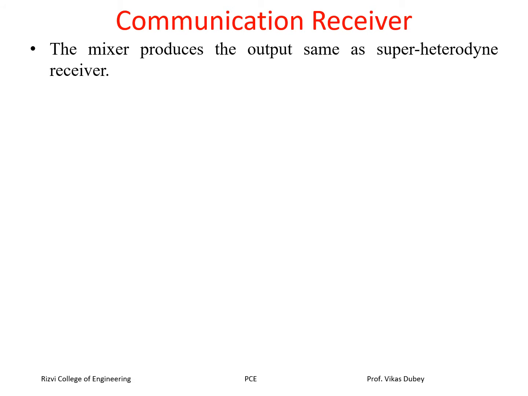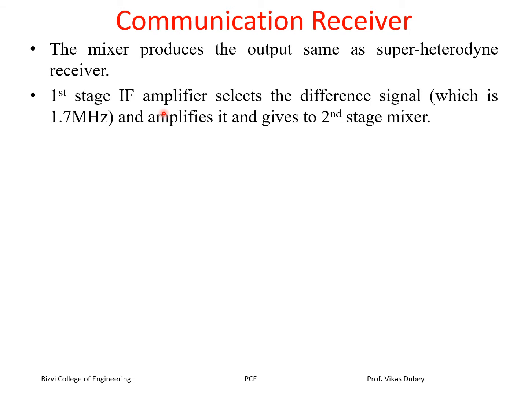Now the mixer produces output the same as in a superheterodyne receiver. Normally in a superheterodyne receiver, the mixer produces two outputs, addition and subtraction, and the subtraction frequency is taken as the IF frequency. So the first stage IF amplifier selects the difference frequency, which is FS minus FC, or the local oscillator frequency minus the signal frequency, which is 1.7 megahertz, amplifies it and gives it to the second stage mixer.